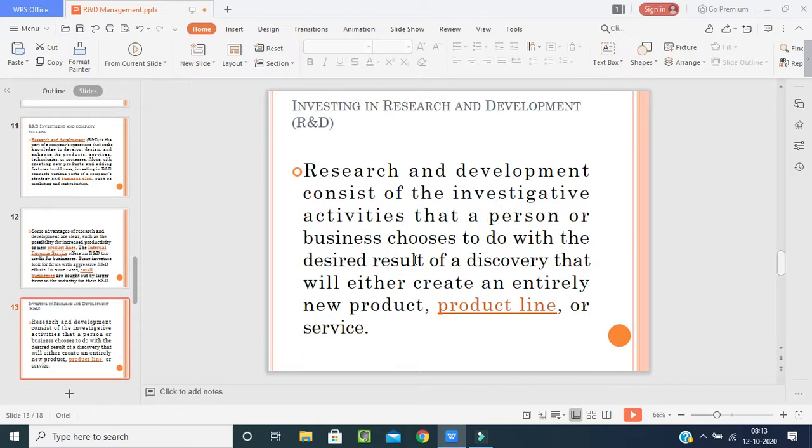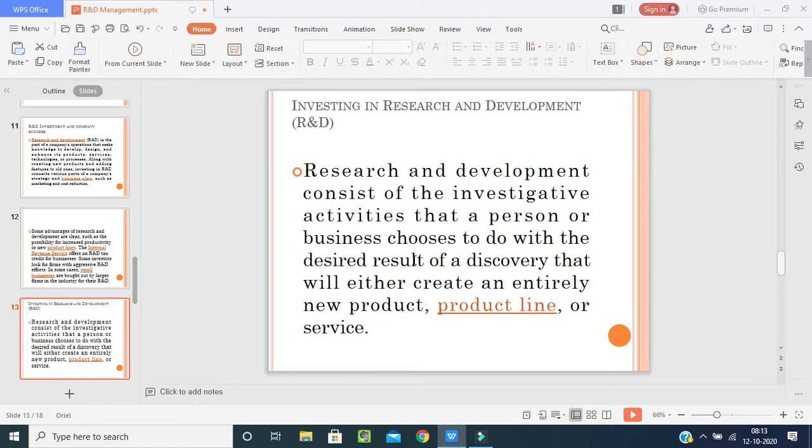Now we will go for why. That means investing in research and development. Why and how? Research and development consists of the investigative activities that a person or the business chooses to do with the desired result of a discovery that will either create an entirely new product or product line or service.